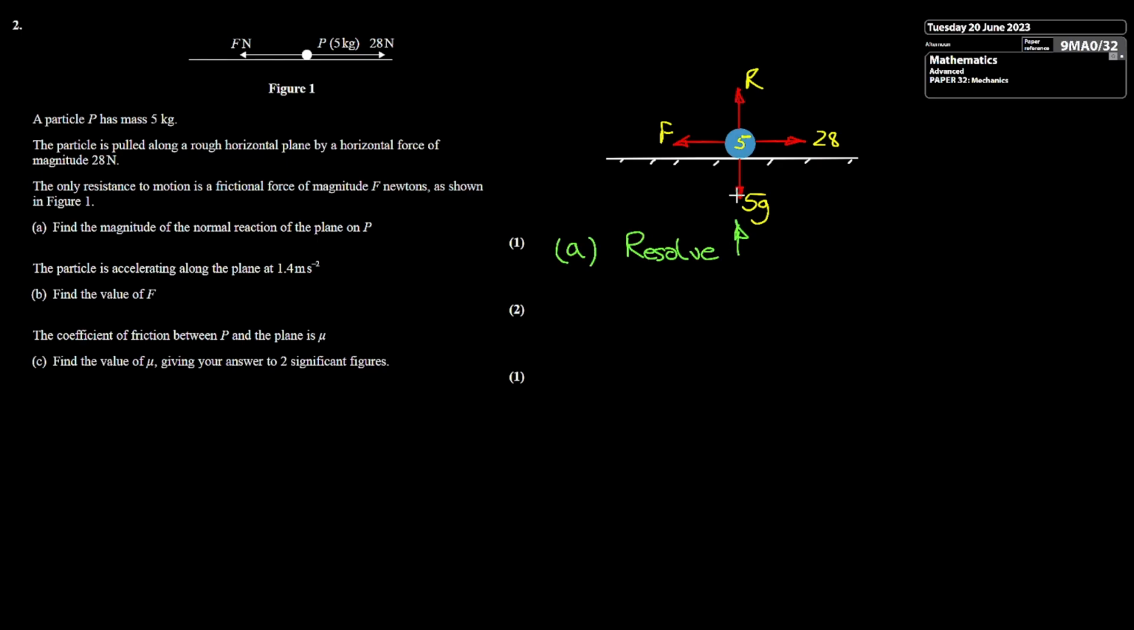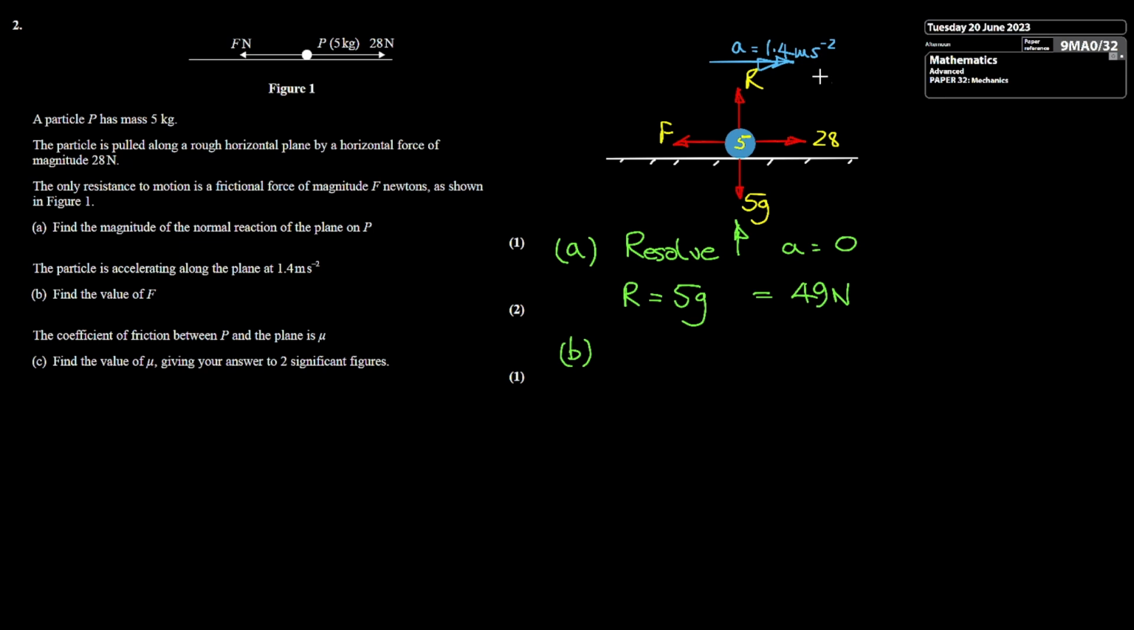So if I resolve vertically, the acceleration in that direction, a, is 0. So the forces will balance. So simply R, which is the positive force, must equal 5g, the opposing force. And if we put in g as 9.8, this turns out to be 49 newtons.